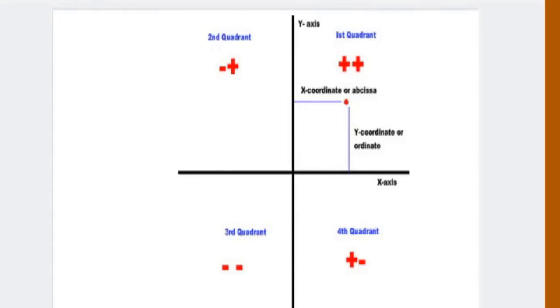Then you can summarize this. So you have to remember this, the quadrants. In the first quadrant, both the coordinates are positive. In the second, x coordinate is negative, y coordinate is positive, and in the third quadrant, both the coordinates are negative, and in the fourth quadrant, x coordinate is positive and y coordinate is negative. And x coordinate is also called abscissa, and y coordinate is also called ordinate.